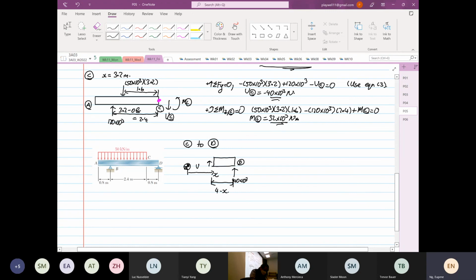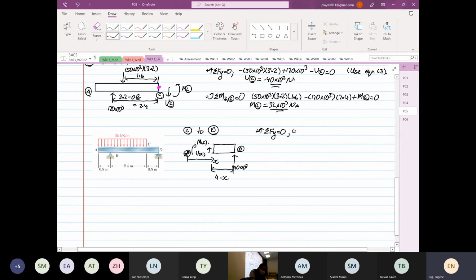So this is your V as a function of X, moment as a function of X. It's that straightforward. That's it. So positive is going up. Summation of forces in the y direction is equal to 0. So from here, we have 40 times 10 to the power 3 plus V as a function of X is equal to 0.